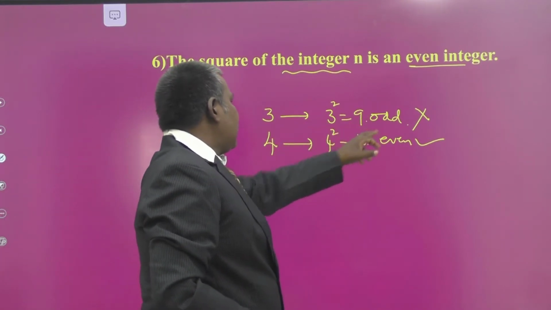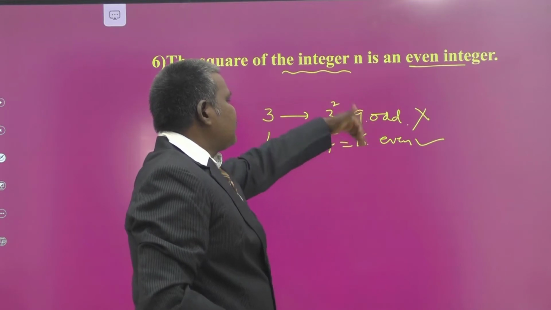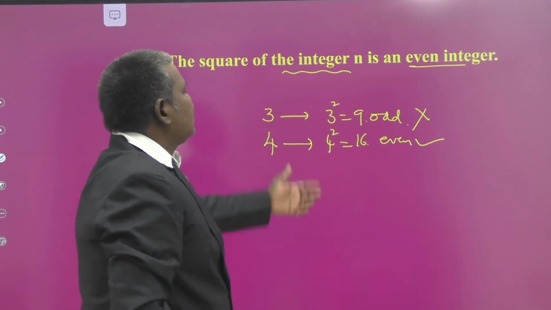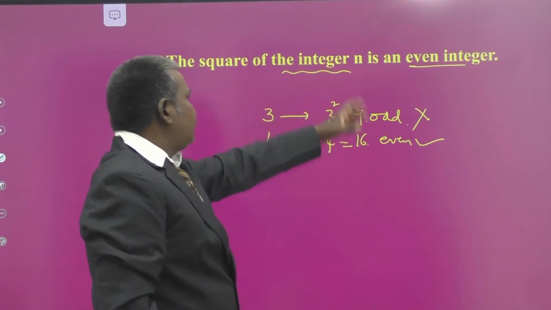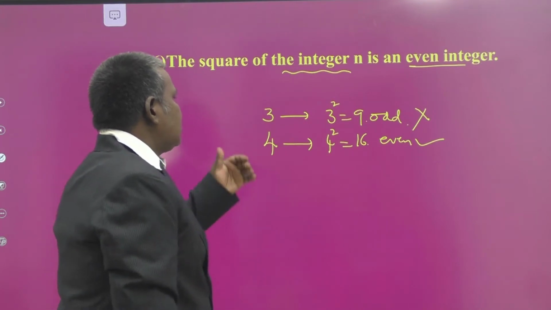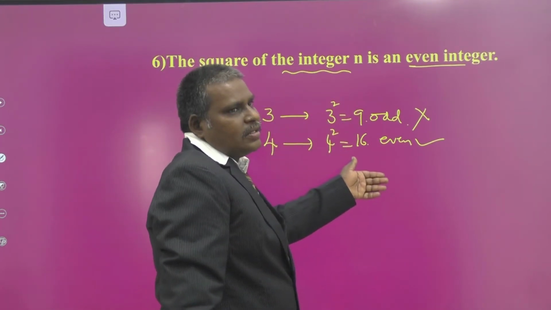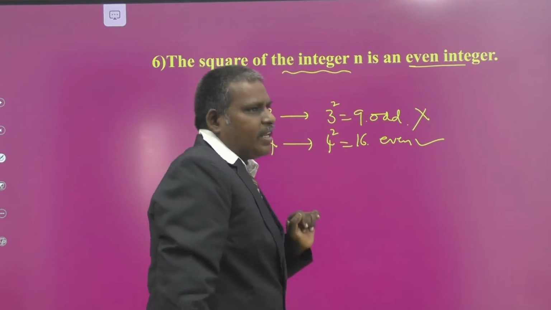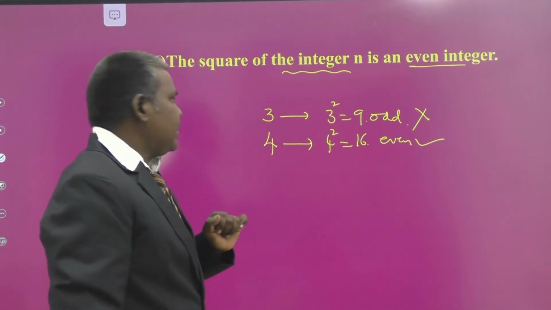So 3 squared is 9 here, 4 squared is 16. Sometimes correct, sometimes not correct. That is the flaw in our sentence. So this is sometimes correct, sometimes false. Therefore, it is not a mathematically acceptable statement.